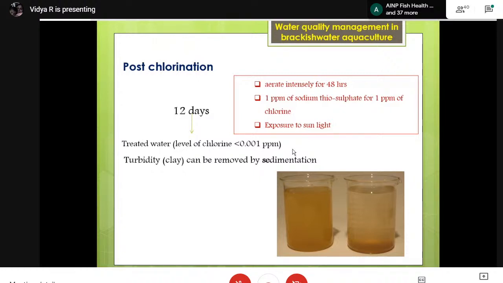And this water should contain less than 0.001 ppm of chlorine. And another factor is the turbidity. This water may contain a lot of clay particles. We cannot avoid that. So sedimentation can be done. If it is not possible, we can use alum at a rate of 5 to 7 ppm.